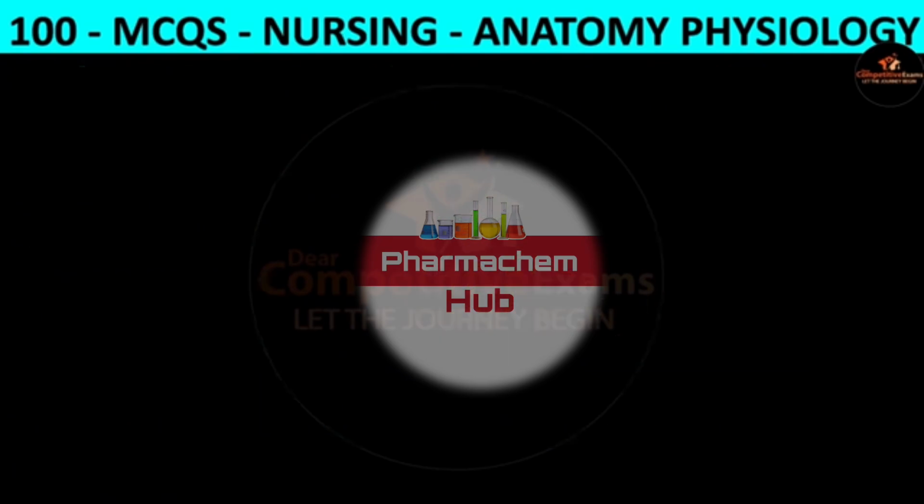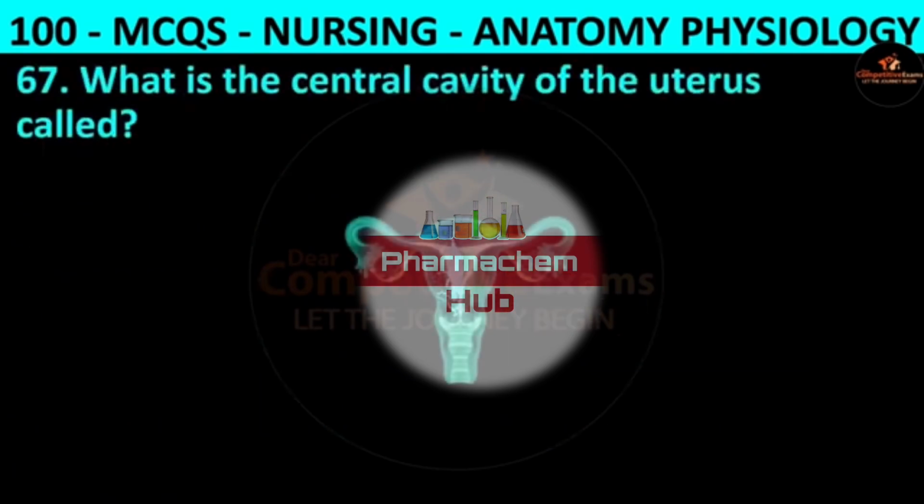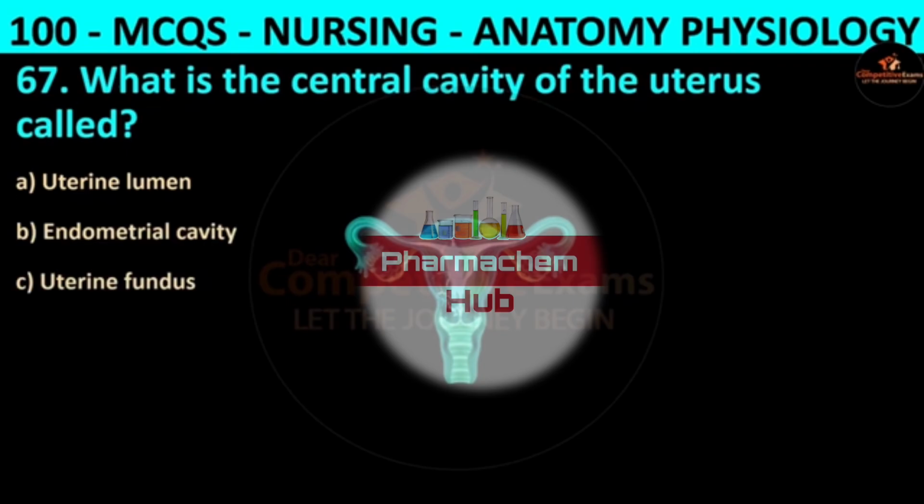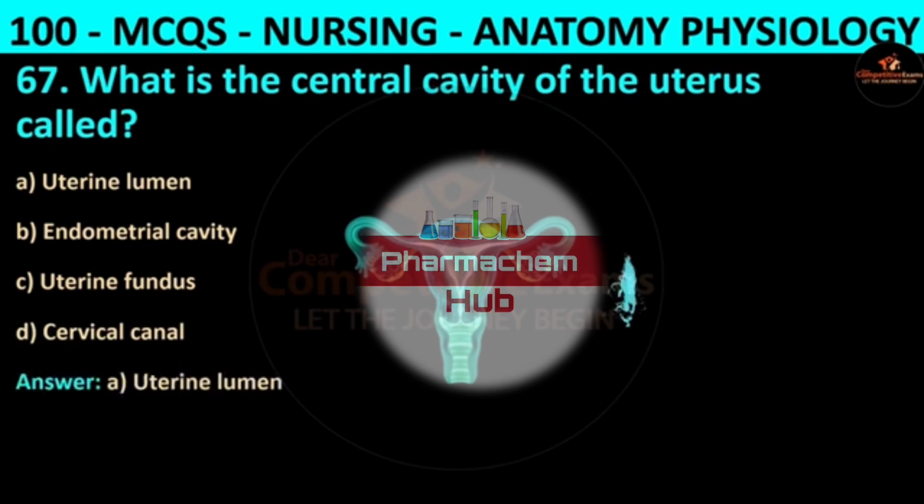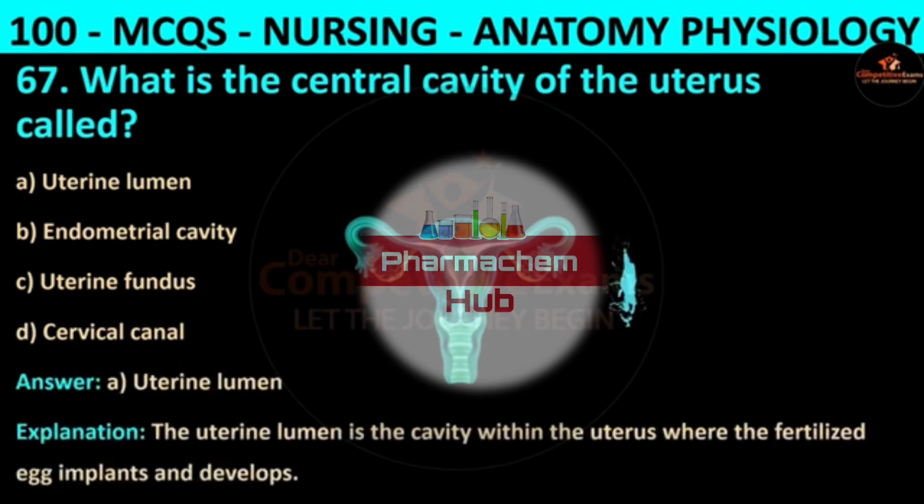Question number 67. What is the central cavity of the uterus called? Your options are uterine lumen, endometrial cavity, uterine fundus, or cervical canal. The correct answer is A, that is uterine lumen. The uterine lumen is the cavity within the uterus where the fertilized egg implants and develops.